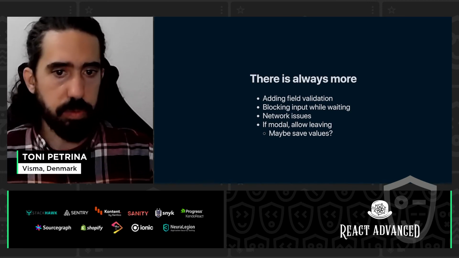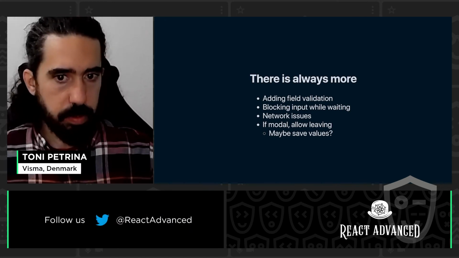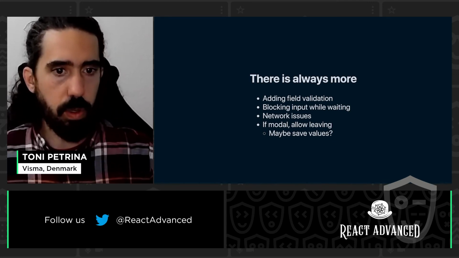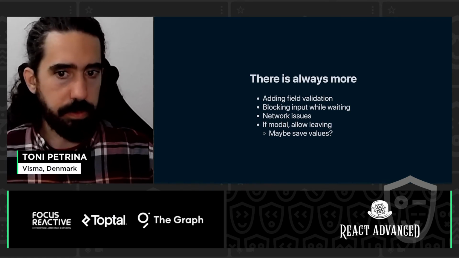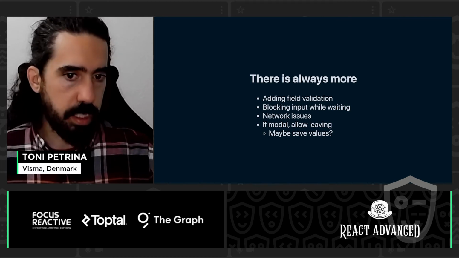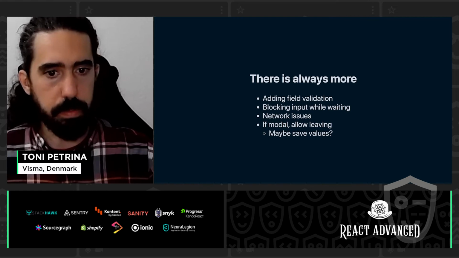We can add field-level validation where we tell the user that some fields were wrong so they can fix them, or we can tell them that there's nothing they did wrong, it's a server-side error. We can block the input while we wait because we want to prevent them from editing the fields. We want to handle network issues. This is very important in case there's a lot of work done, because if they lose the work, it will be bad for the user.